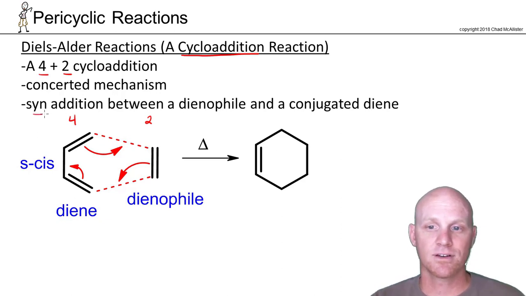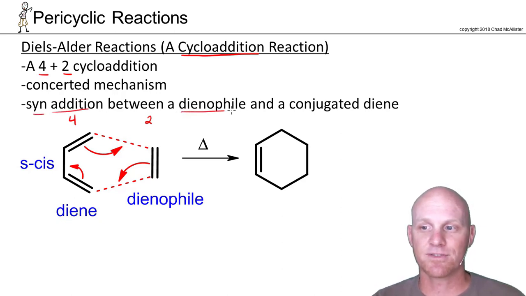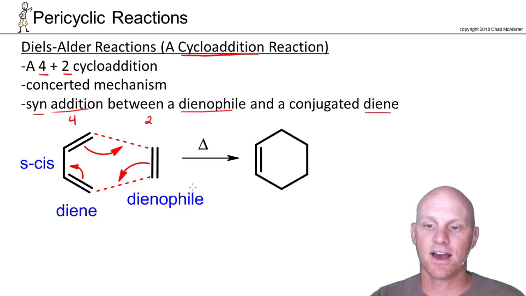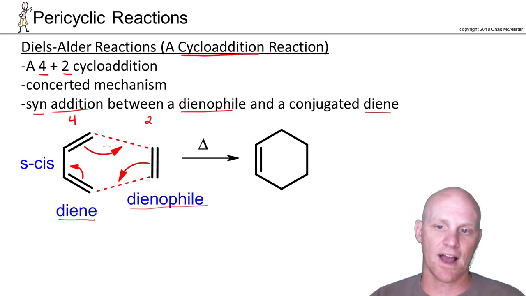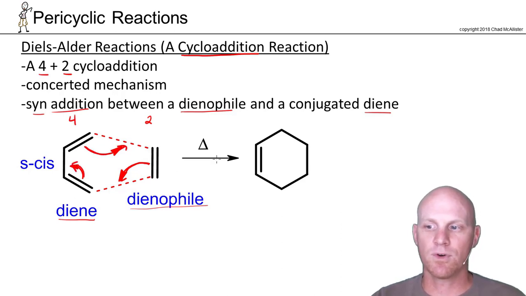It is a syn addition between two players, a dienophile and a conjugated diene. So notice here's your diene. I got 1,3-butadiene in this case, and then your simplest dienophile is just simply ethylene, and we can get a little more complex from there. But this is the most basic Diels-Alder reaction, and notice just the cyclic motion of electrons here. So you're breaking 3 pi bonds, and you're only making one of them back, so you only end up with 1 pi bond, but you've made 2 brand new sigma bonds in the process of making that ring.